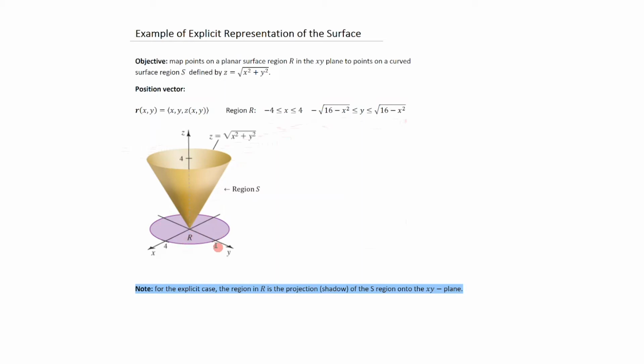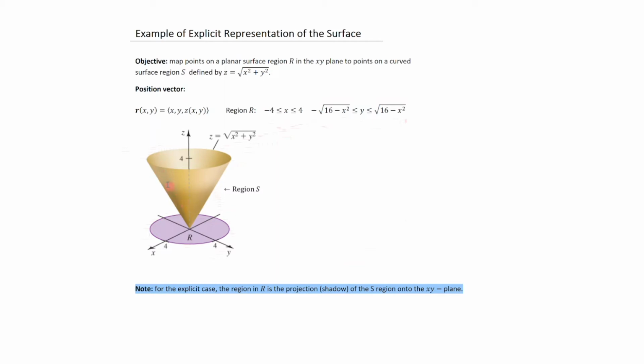Now what's really interesting here is that intuitively, it's much easier to understand what we're trying to do when we're doing an explicit representation. What you see here is more or less a projection of this surface onto the XY plane. So the shadow cast by this object is this. Now imagine you have a differential area in this region, and that maps to a differential area here. And so the thing that will happen is that you'll have a differential area here, which will be some multiple of the differential area here, depending on the nature of the curvature of this surface.